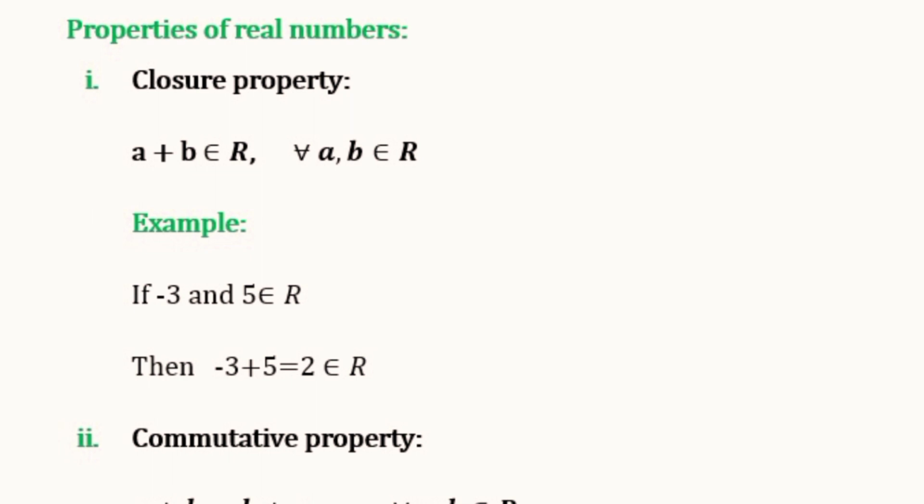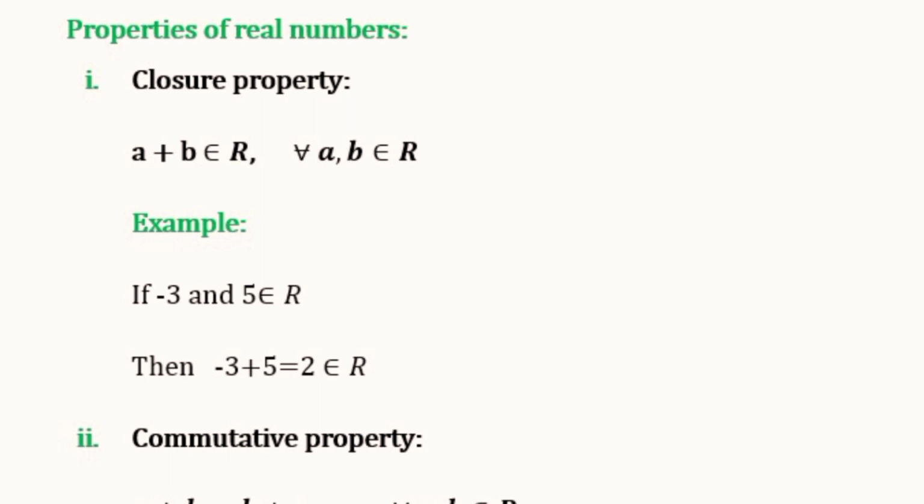In our language, we say that this is a closed property, closeness. We operate two numbers and get a number from the same set, then we call it closure property. Look at an example. We have two real numbers, say minus 3 and 5. If we add them, we will get minus 3 plus 5, which is 2, again a real number. So it is a closure property of real numbers.